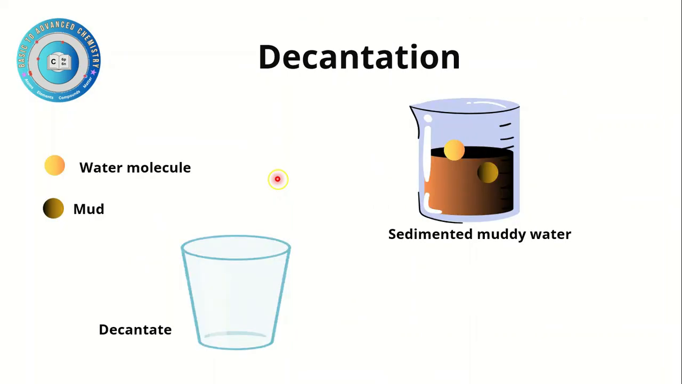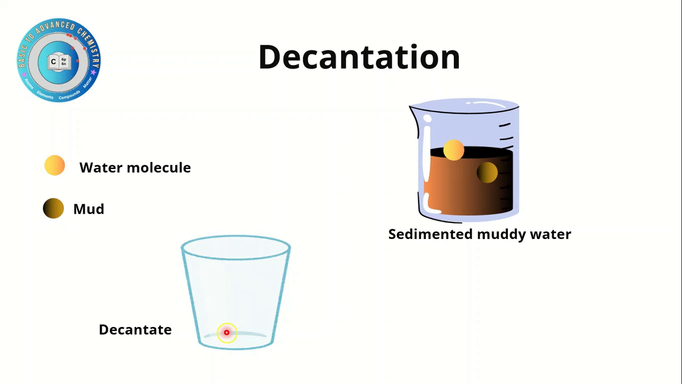Let us see how decantation works. So we have a mixture here. Components of the mixture are mud and water. Mud is more dense and water is less dense. This yellow represents water and this brown represents mud. The mud is settled at the bottom of the beaker. Therefore, water is carefully poured off from mud and collected into this beaker.